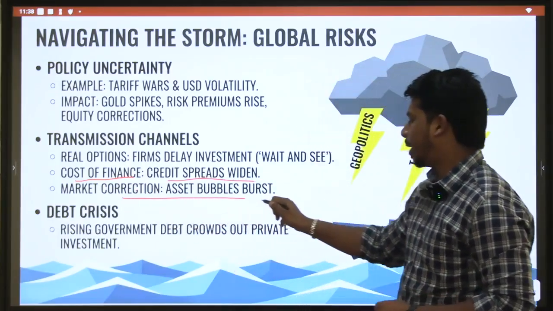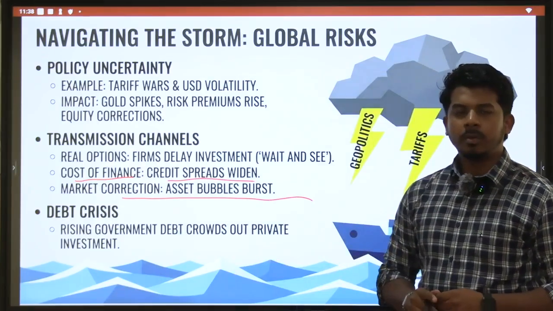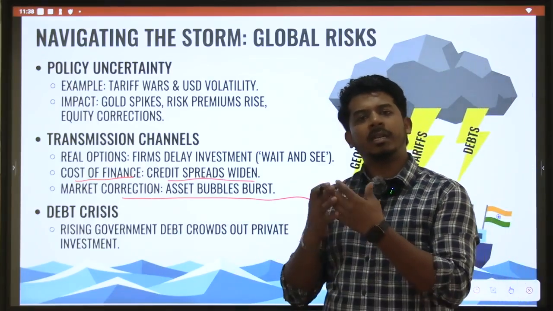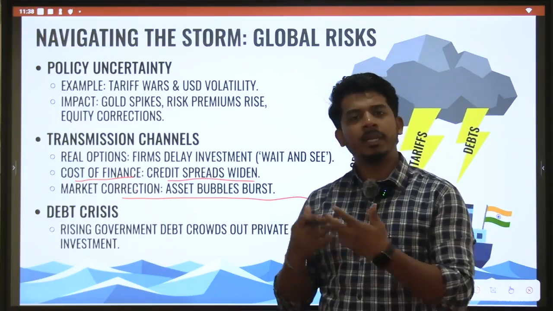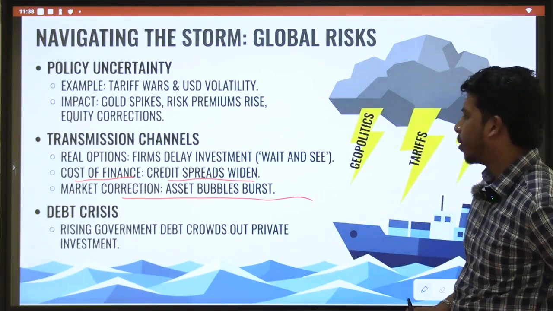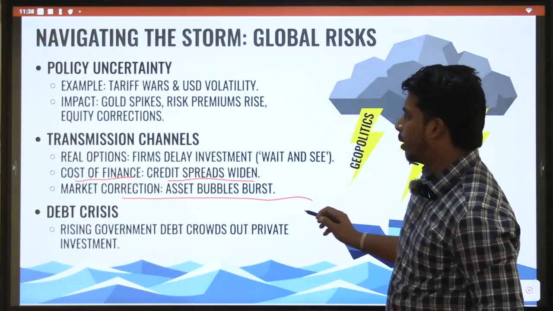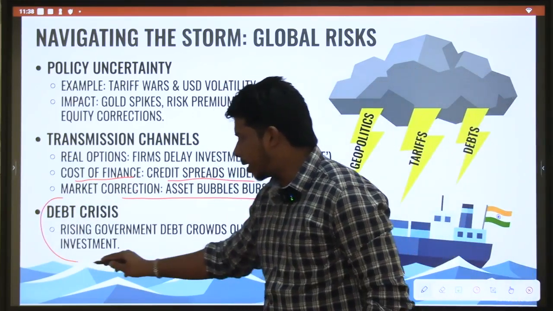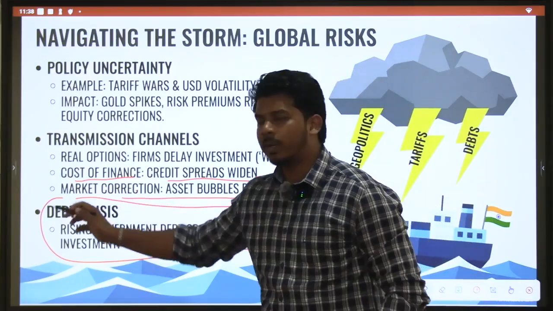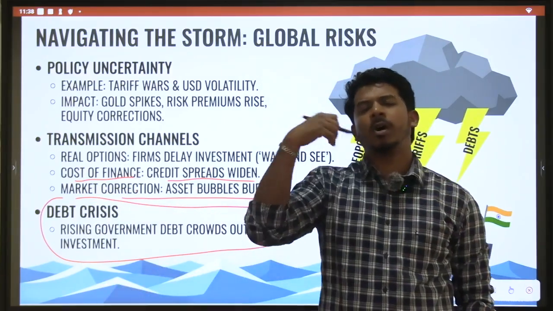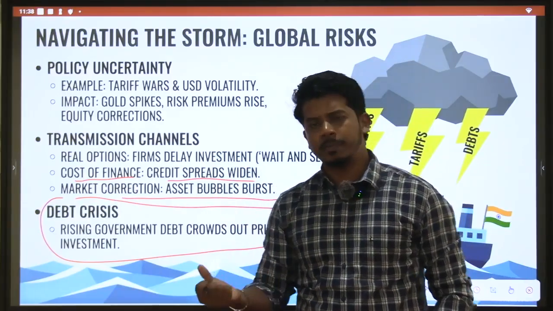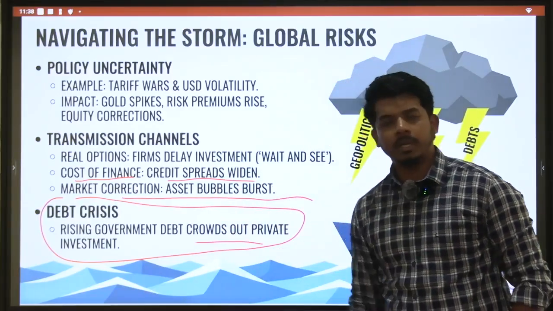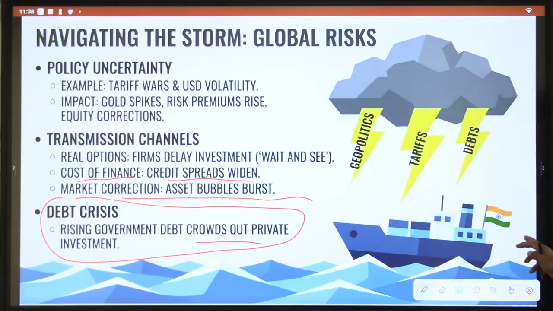Market correction, asset bubbles burst. So people, when they do not get returns on something they are betting on, investing in for so long, finally it may go into crisis. Debt crisis: governments will be in crisis when the world is uncertain and governments borrow too much. When governments borrow too much, there will not be enough credit left for private companies, so they will crowd out private investment.